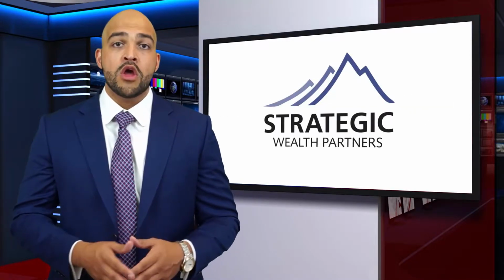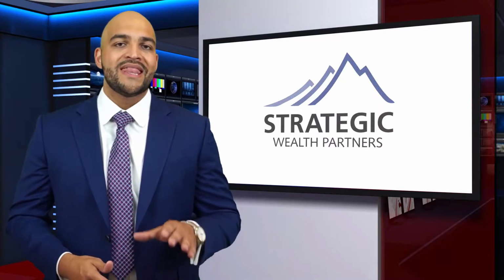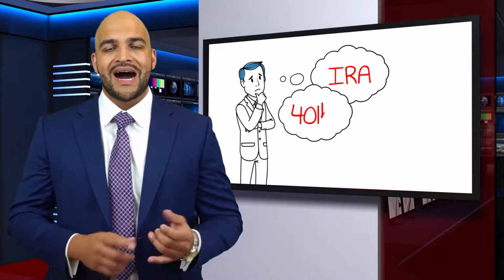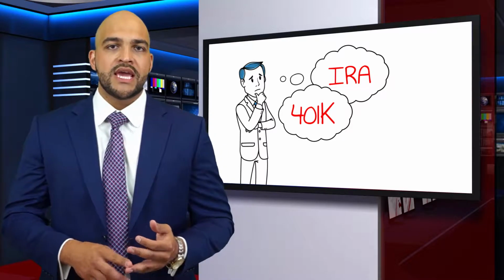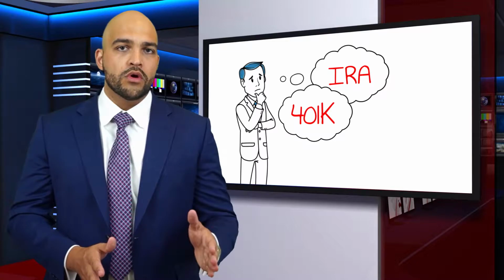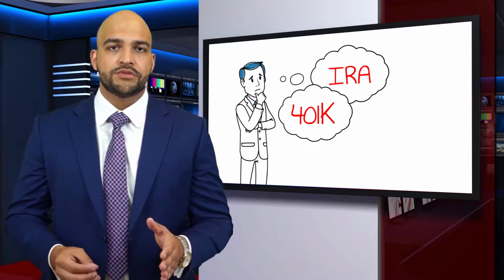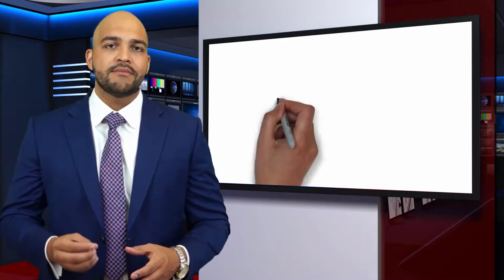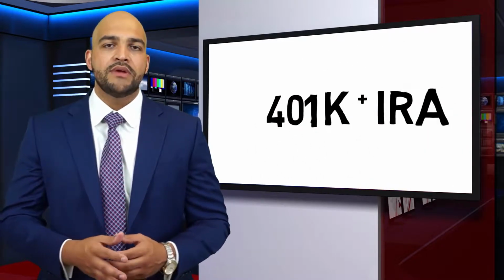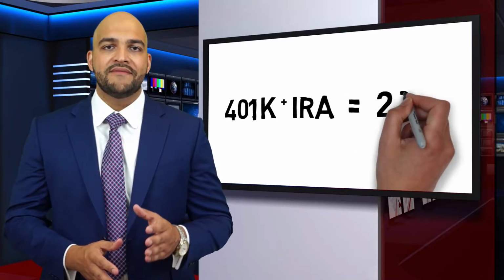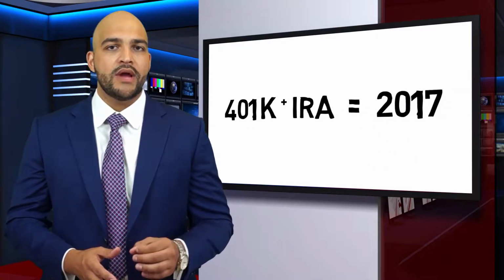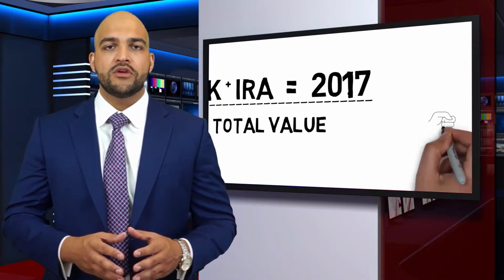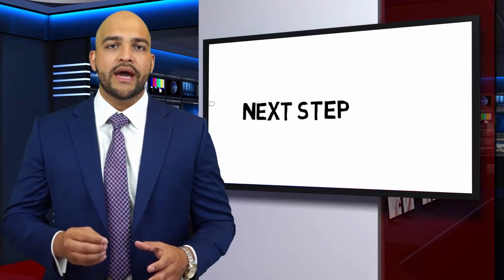So once you've figured out when your RMDs have to start, then you want to figure out the total value of your IRAs and your 401k accounts in the year before you are taking your required minimum distribution. So I'm recording this video in 2018. If I was calculating my 2018 RMD, I'd be looking at the total value of my investment accounts, my 401k and my IRA, in 2017.